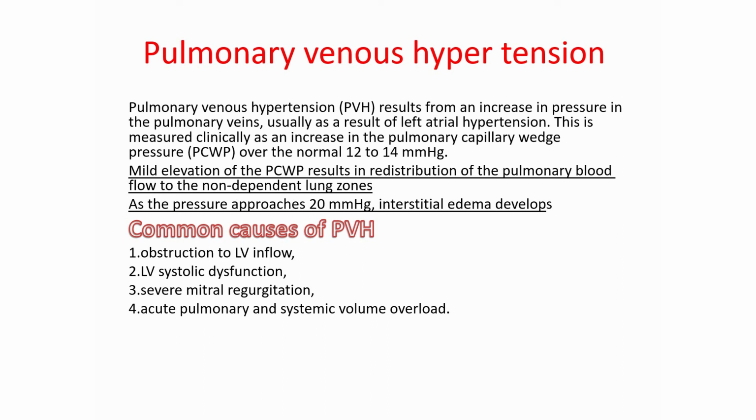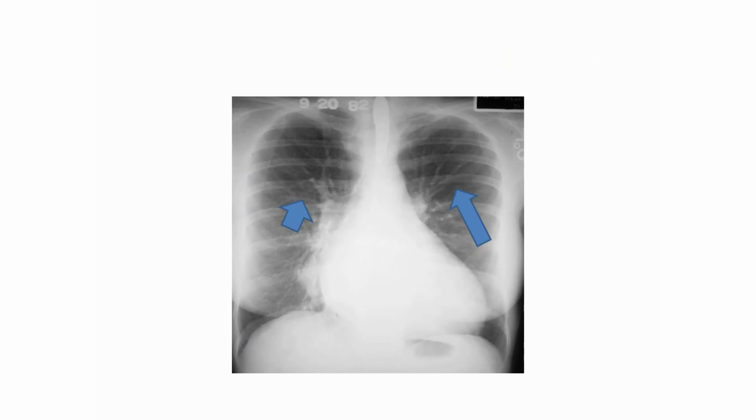The most common causes of pulmonary venous hypertension: first, obstruction to left ventricular inflow. Second, left ventricular systolic dysfunction. Third, severe mitral regurgitation. Fourth, acute pulmonary and systemic volume overload. So pulmonary venous hypertension is nearly equal to pulmonary edema. We see upward diversion of the pulmonary veins to the non-dependent parts of the lung, and we will see this feature.